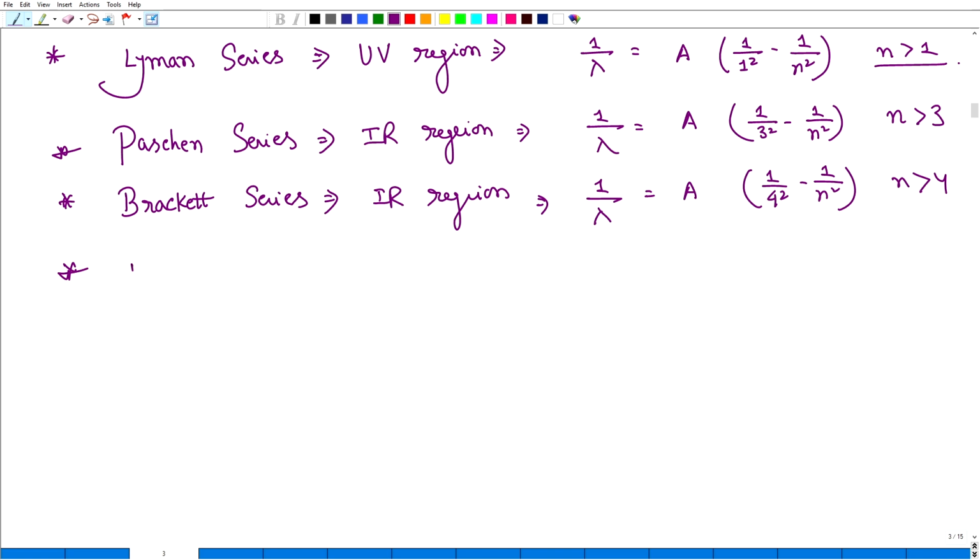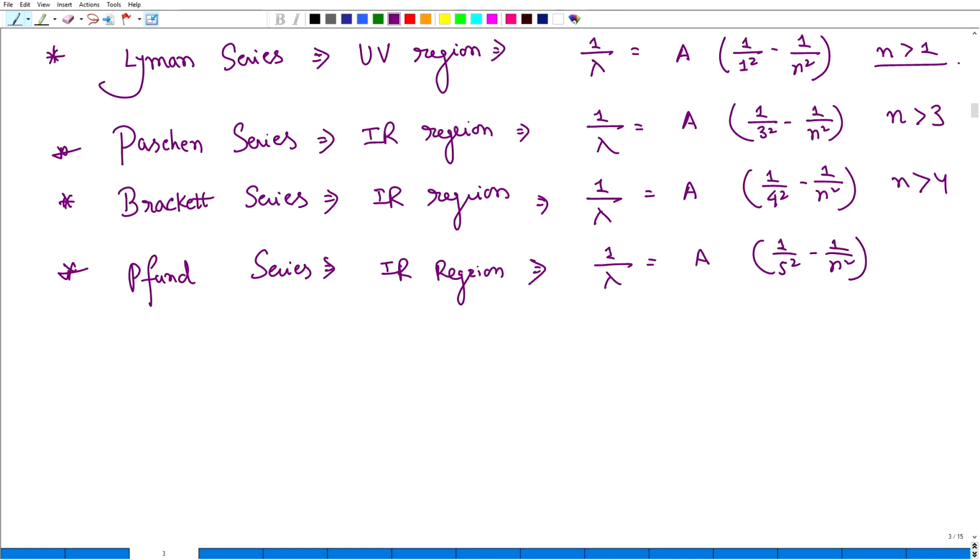The last one is the Pfund series, and the intensity of those lines is very low. It's difficult to capture or analyze them, so we don't take those lines, because the intensity is very low. It also lies in the higher wavelength region. So basically we are dealing in the UV range to the higher range.